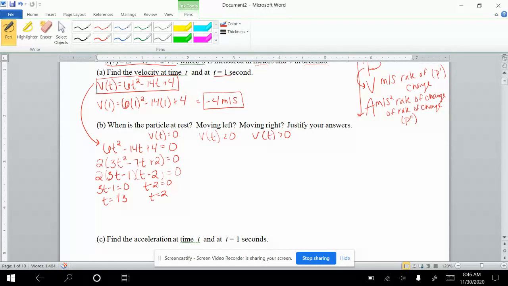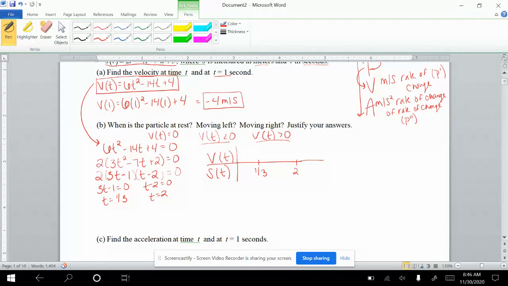If you want to figure out when it's moving left and moving right, we can just make a sign chart for that. So I'm going to look at v of t, and I'm trying to figure out what's going on with the particle. I'm going to compare that to my particle equation, which is s of t, the very original equation that we were given. Okay, so my critical points are t equals 1/3 and t equals 2, and I have to figure out the signs on either side of those so I can figure out when it's moving left and when it's moving right.